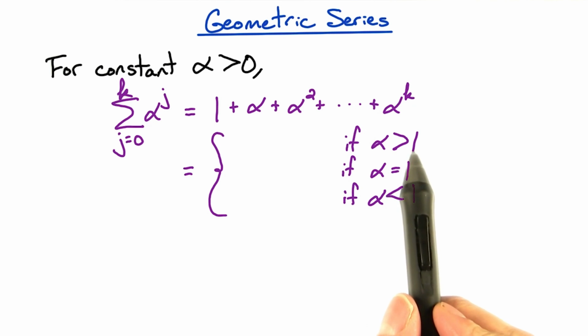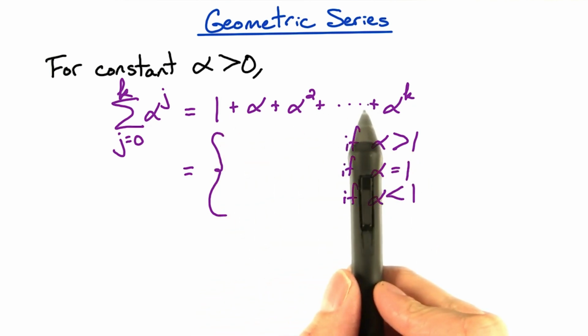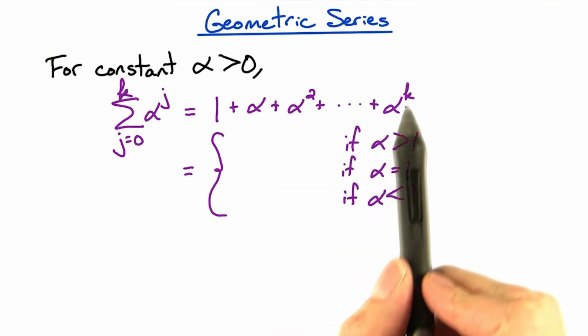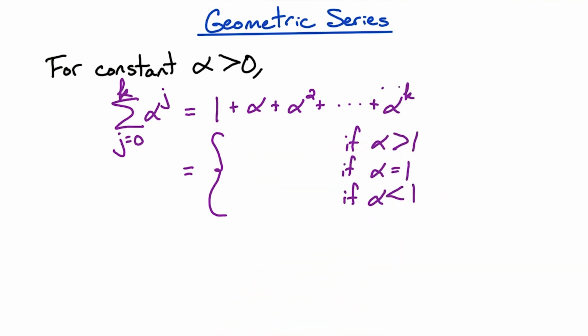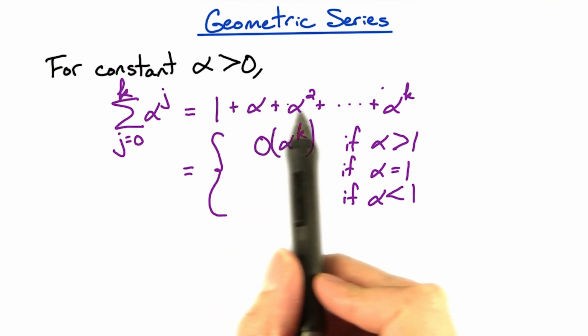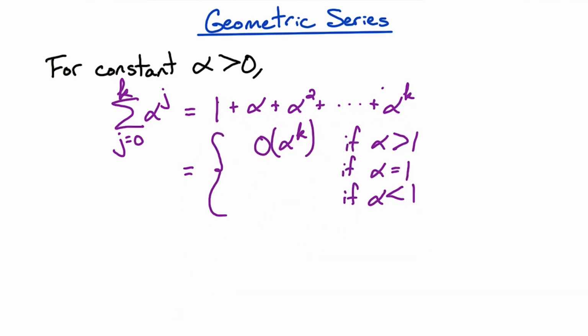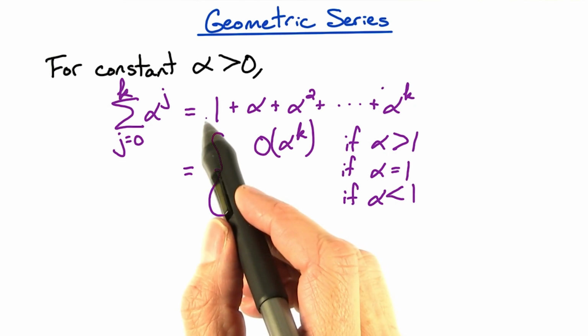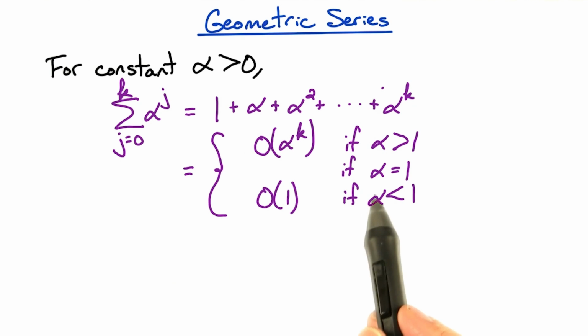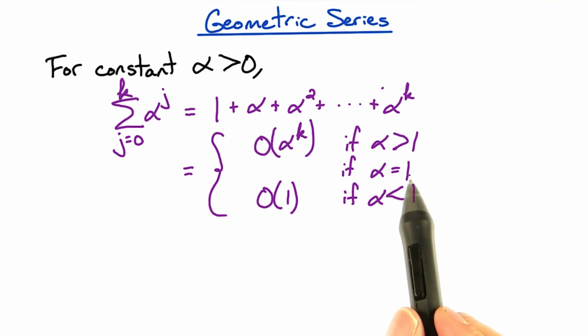Now, if alpha is bigger than 1, then each term is growing. So the last term is going to dominate. So the whole expression is going to be on the order of the last term. Conversely, if alpha is less than 1, then the terms are decreasing and the first term dominates. So the whole expression is on the order of the first term, so it's order 1. Finally, the middle case is if alpha equals 1.